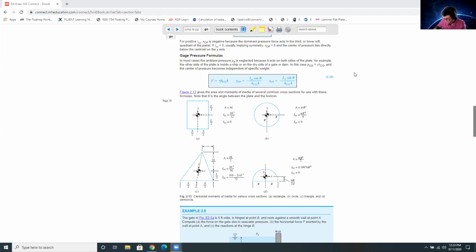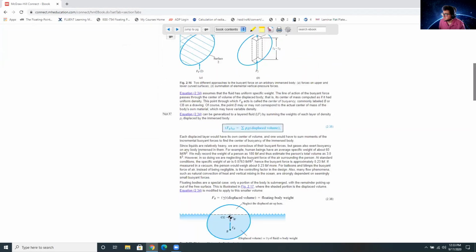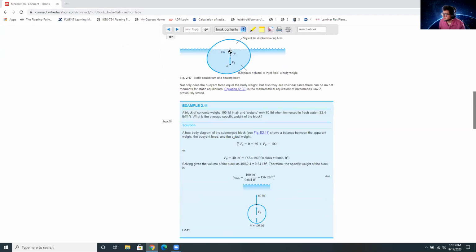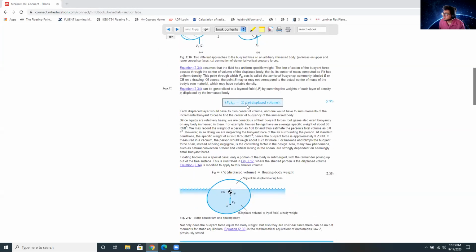I'm trying to share my screen on my iPad, hold on. Oh, I think I can show it. If you go to section 2.8, which is buoyancy, here's the formula for buoyancy. Oh, I see. And the displacement would be 2.5.